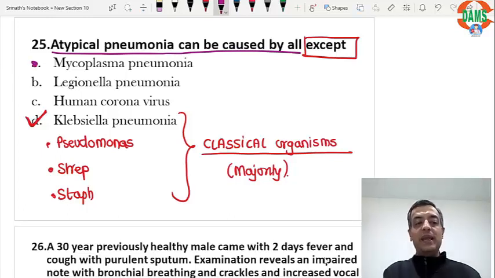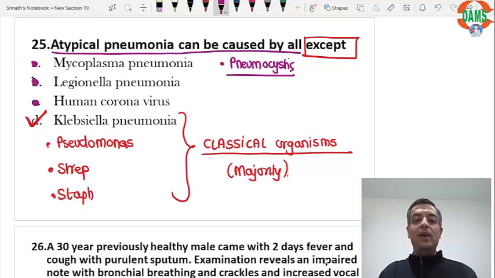Atypical pneumonia includes Mycoplasma, Legionella, the human coronavirus, and Pneumocystis infection. Pneumocystis pneumonia are all examples of atypical pneumonia. But how will you manage a patient with pneumonia?